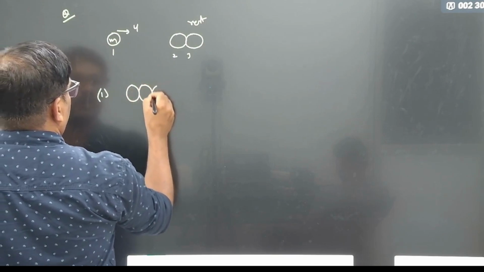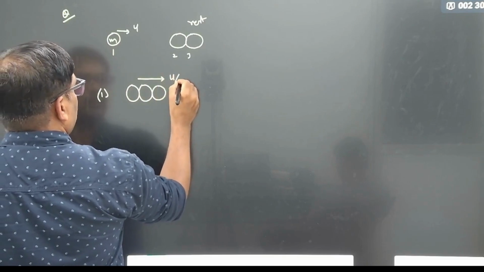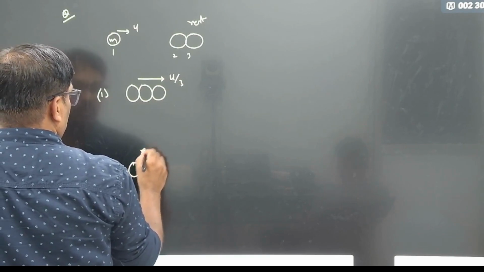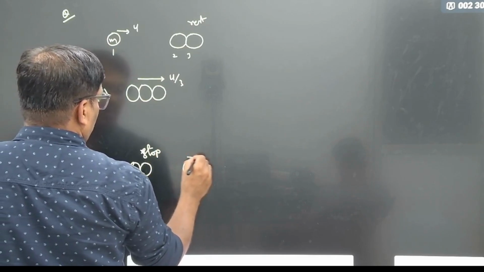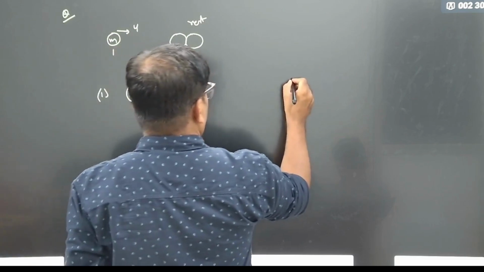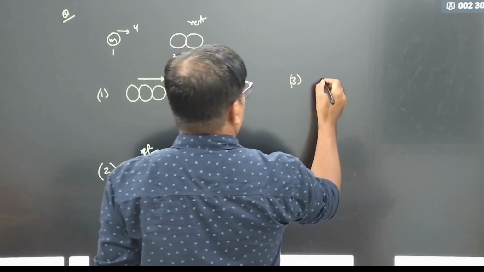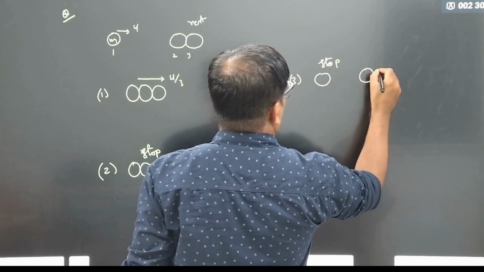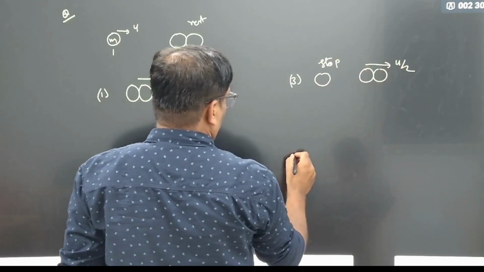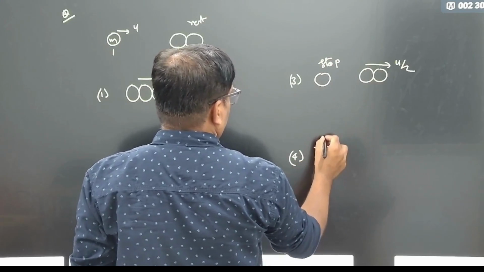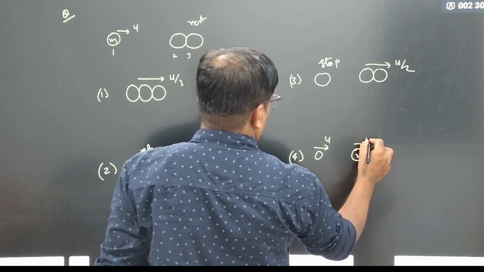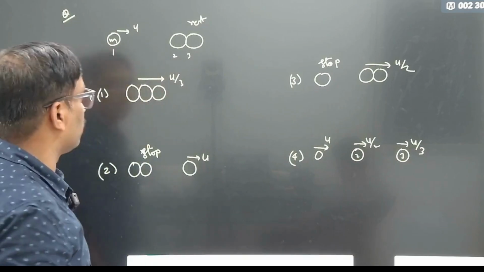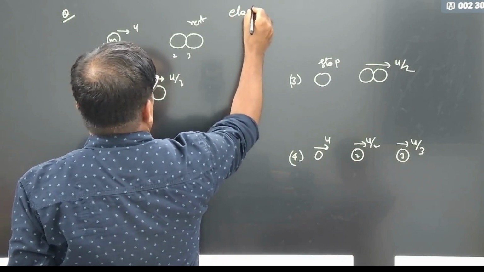Maybe it will go like this, with u by 3. Second situation: maybe these two coins come to stop, and only this one coin goes out with the same speed. Third: the first ball comes to stop, and these two balls go with a speed of u by 2. Fourth: the first ball goes with speed u, the second ball with u by 2, and the third ball with u by 3. You have to test it. So this is elastic collision.